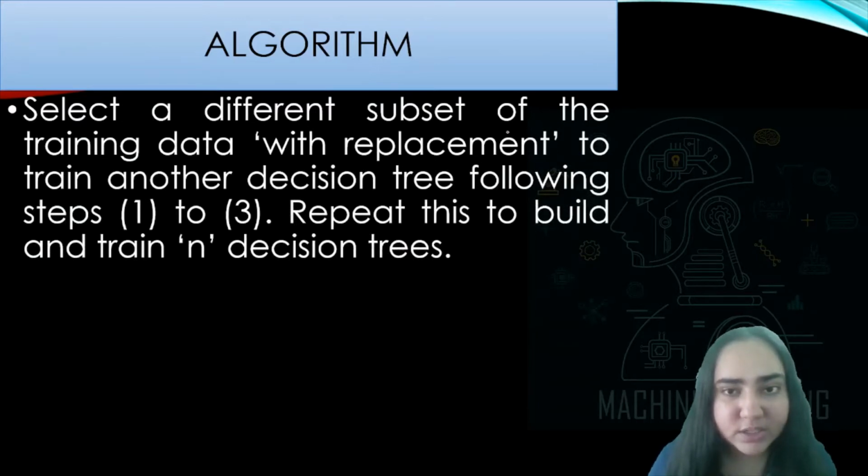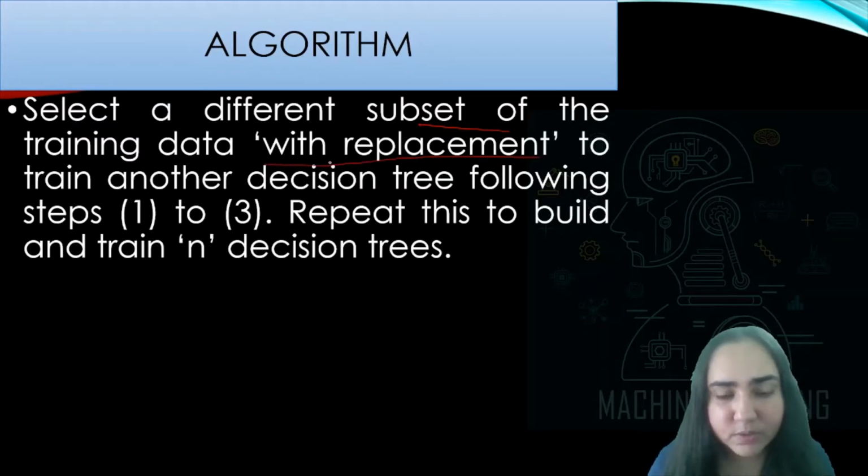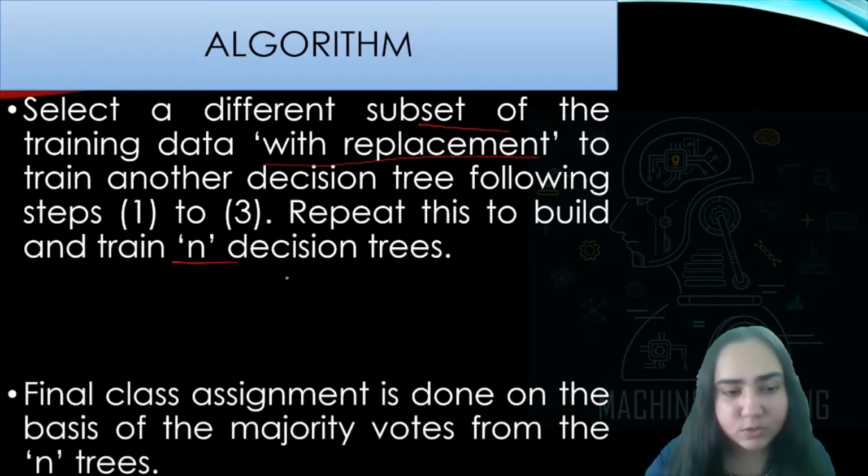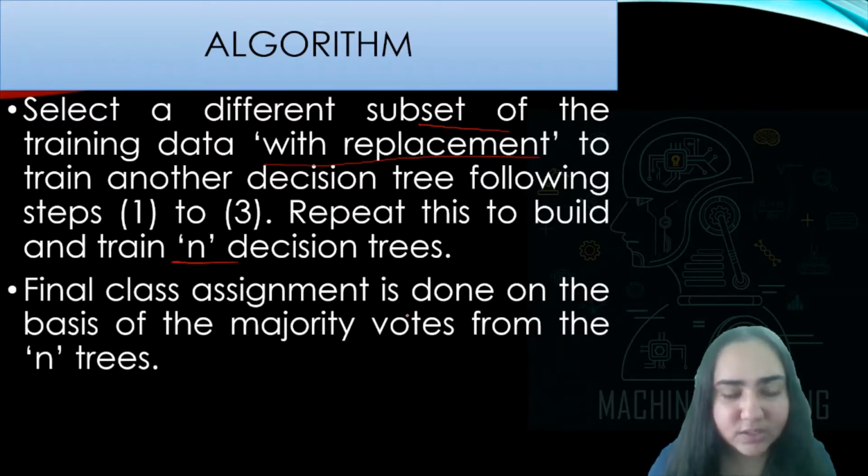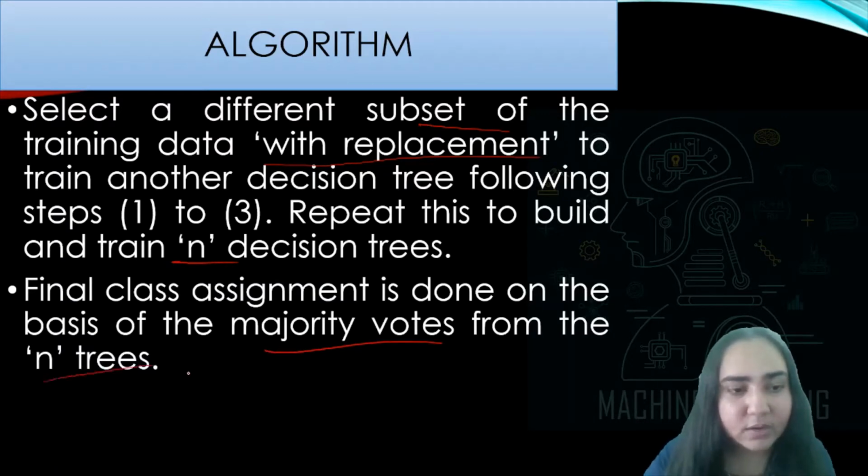Then you will select a different subset of the training data with replacement to train another tree. We are using a with replacement policy, which means once you have selected training data for one tree, you put it all back and select training data for the next tree, which is of course random, but with replacement. You train another tree following the same steps and go on repeating this to build n decision trees. The final class assignment will be done on the basis of majority votes given by the n different trees.